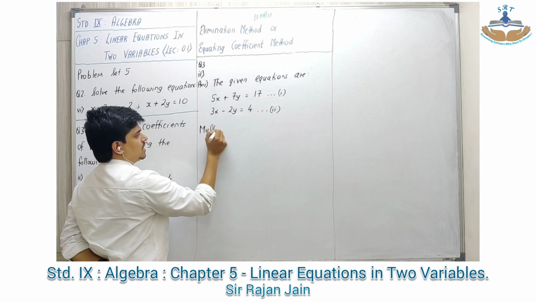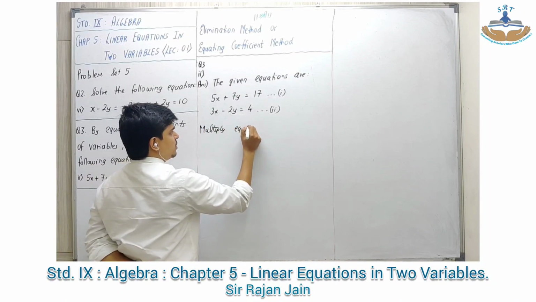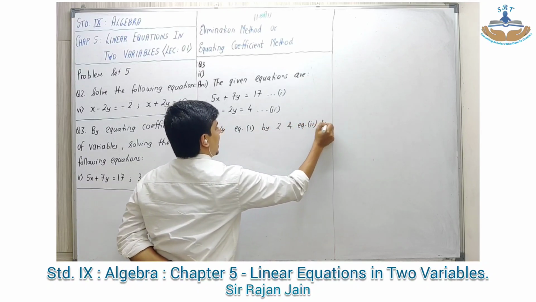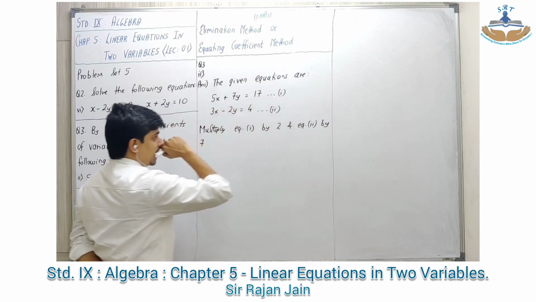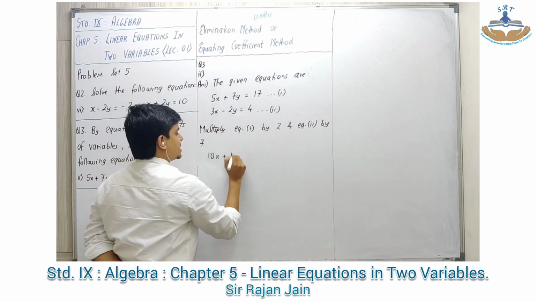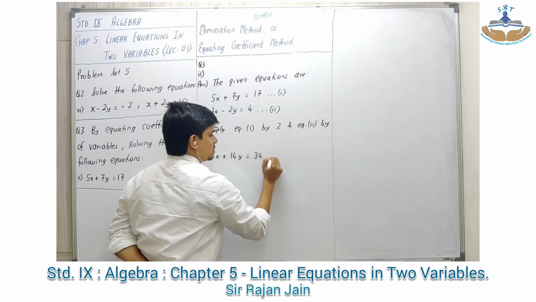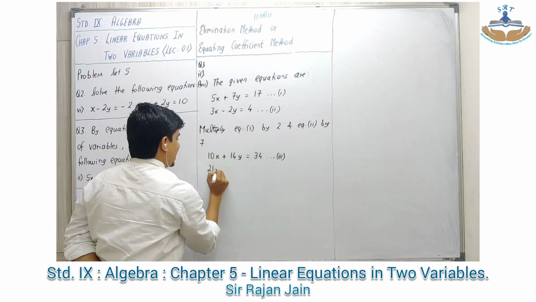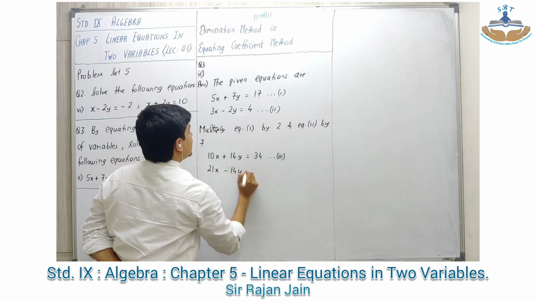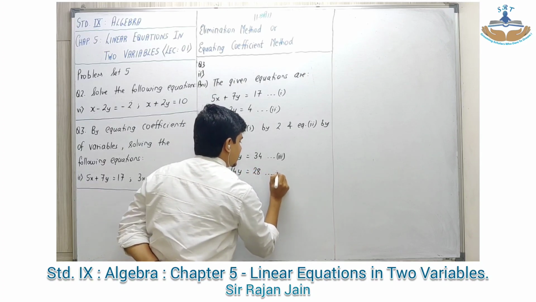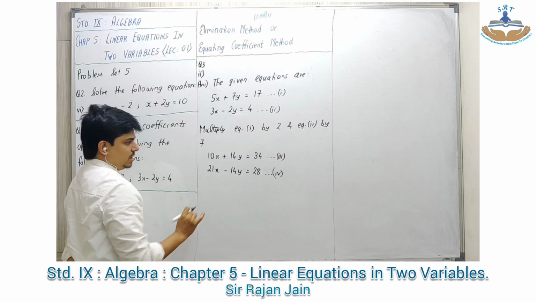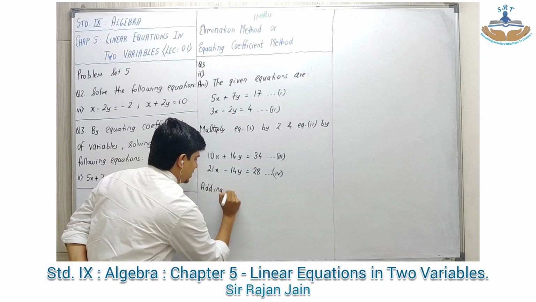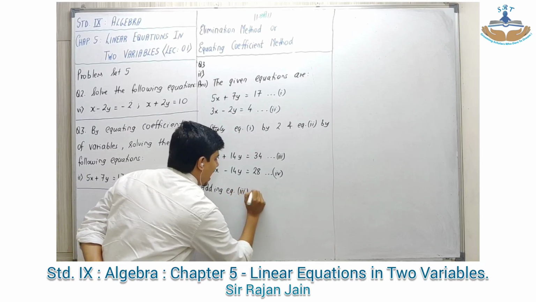So I say multiply equation 1 by 2 and equation 2 by 7. If I multiply this entire equation by 2, I'll get 10x plus 14y is equal to 34. This is your equation number 3. And if I multiply this equation by 7, 21x minus 14y is equal to 28. This is your equation number 4. Clear? Now I'll add the two equations. So I'll say adding equation 3 and 4.